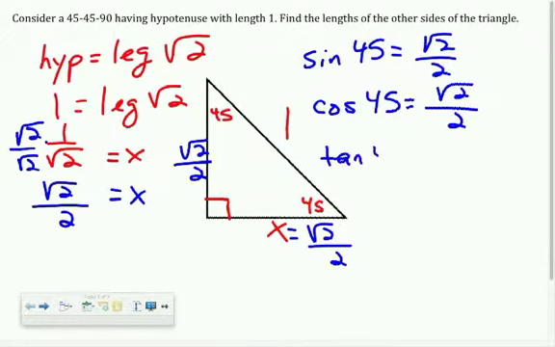Now, if I'm asked to take the tangent of 45, that's opposite over adjacent. Well, the opposite and adjacent sides are congruent. So the tangent of 45 degrees is 1. And so these are values that you need to be able to memorize, and this triangle is helpful in doing so.